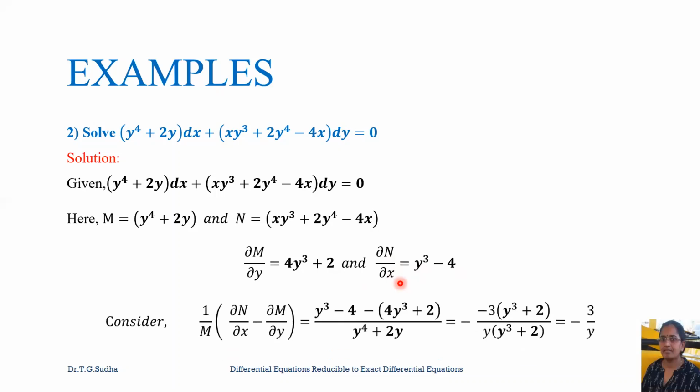For that, let us consider 1 by M into (dou N by dou x minus dou M by dou y). And that is equal to y cube minus 4, that is dou N by dou x, minus of dou M by dou y, that is 4y cube plus 2, this whole thing divided by M, that is y power 4 plus 2y. The numerator on simplification gives us minus 3 into (y cube plus 2). In the denominator, we can take y common. We get y into (y cube plus 2). So y cube plus 2 gets cancelled and we get minus 3 by y. And this is a function of y alone.